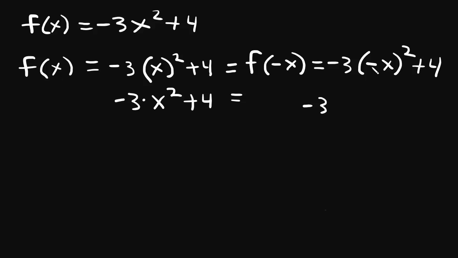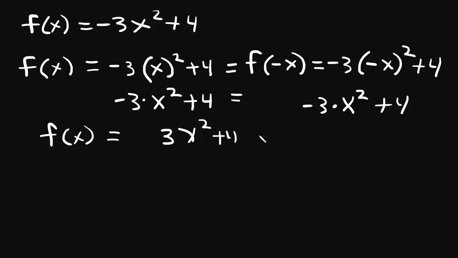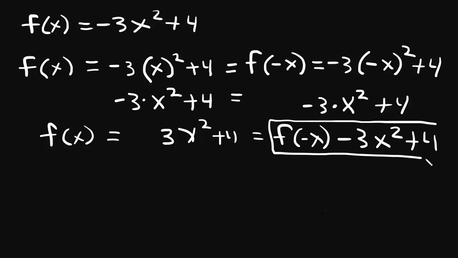And when we multiply negative x times negative x, that gives us an x squared, but a negative times a negative turns it into a positive. So it's going to be negative 3 times positive x squared plus 4. So we have on this side of the equation for f of x 3x squared plus 4, and on this side for f of negative x we've got negative 3x squared plus 4. So what we've done is we've created a mathematical proof.